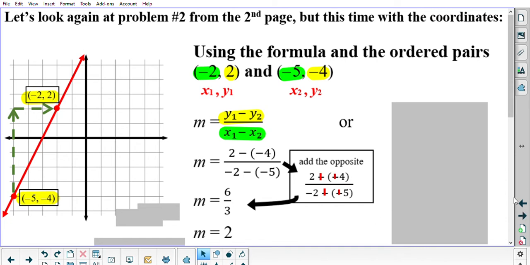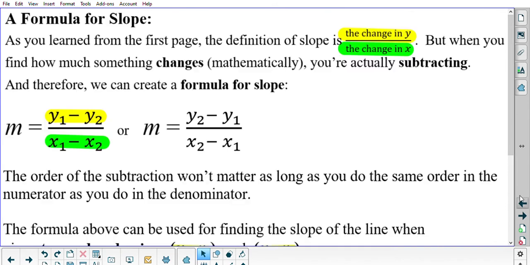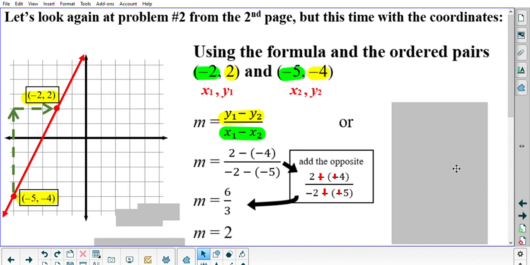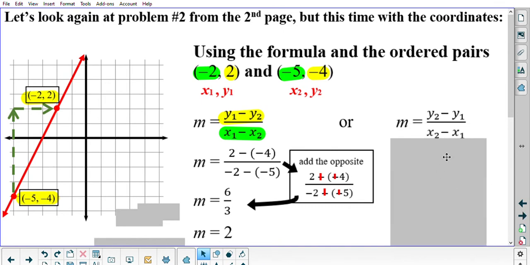Now, you might remember that I showed you up at the top that you could actually start with the second y and the second x if you wanted to, making it y2 minus y1 over x2 minus x1. That's actually the way that most algebra textbooks, for some reason, traditionally show it. I don't really know why they want to start with the 2's instead of the 1's, but a lot of textbooks do it that way. I want to prove to you that you're still going to get the same answer.